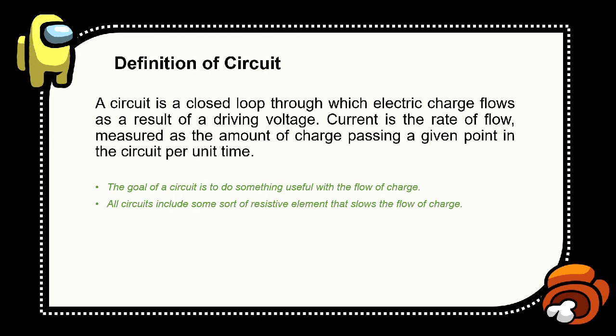Then the definition of a circuit. So a circuit is a closed loop through which electric charge flows as a result of a driving voltage. The current is the rate of flow, measured as the amount of charge passing a given point in the circuit per unit time. So the goal of a circuit is to do something useful with the flow of charge, and all circuits include some sort of resistive elements that slow the flow of charge.